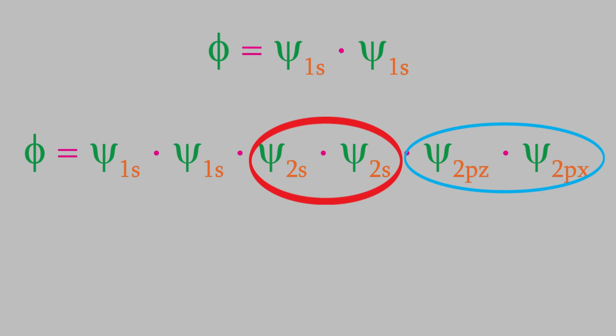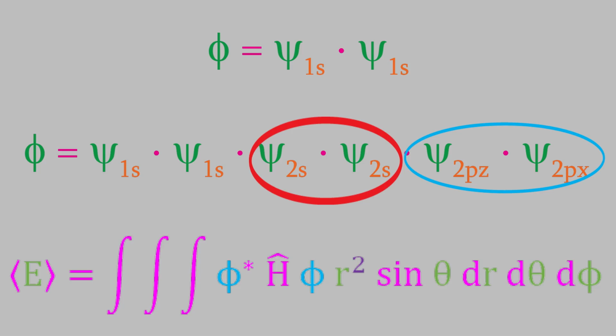Now, if we want to calculate the energy of the system, we'd use this integral, which we've seen before. Remember, the expectation value of a property like the energy is calculated by taking the integral of phi star phi with the operator for the property in between the two wave functions. Since the operator for energy is the Hamiltonian, that's the operator in the middle of the integral in this case. So, to calculate the energy, we need to insert our expressions for phi and H, and then solve the integral.